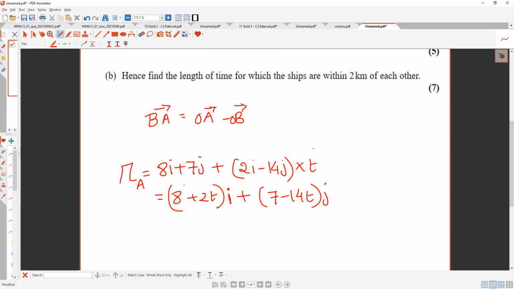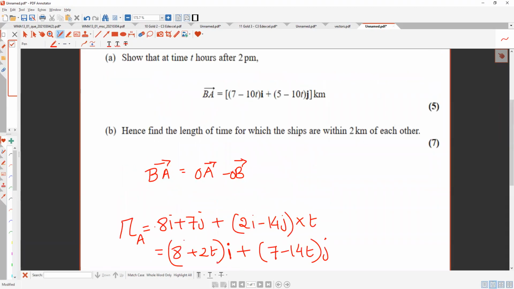Because I don't know what time after 2 p.m. we are talking about. At any time after 2 p.m. I can predict where my ship A is going to be. Clear? Everyone clear with this rA? Yes. Okay, fine then. If I'm going fast, let me know. Let's talk about rB now.